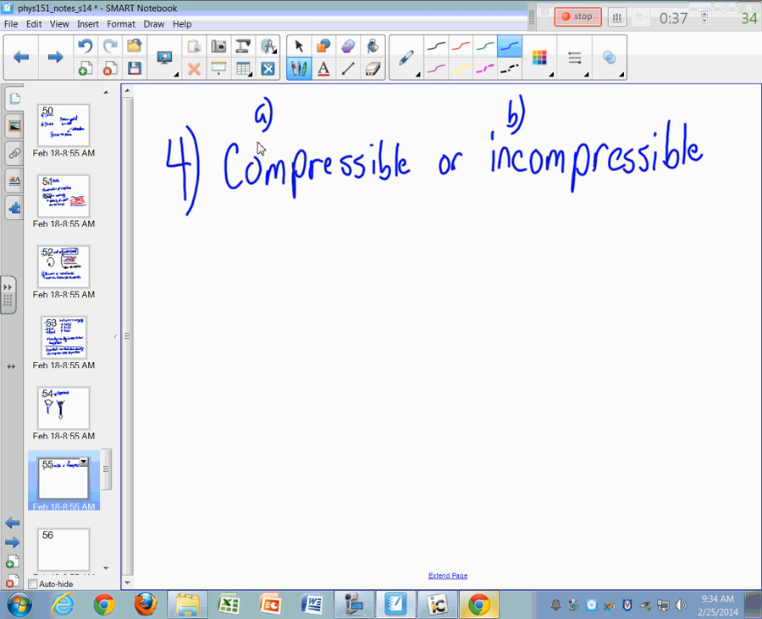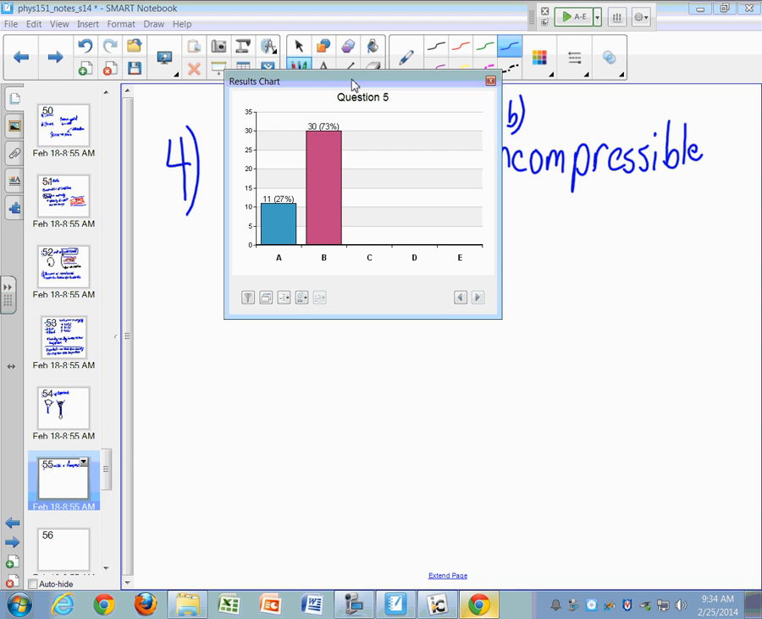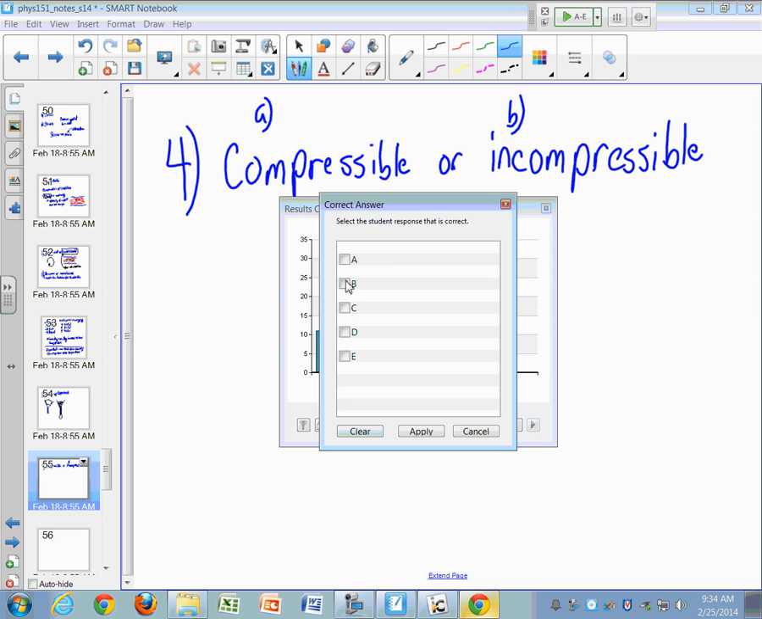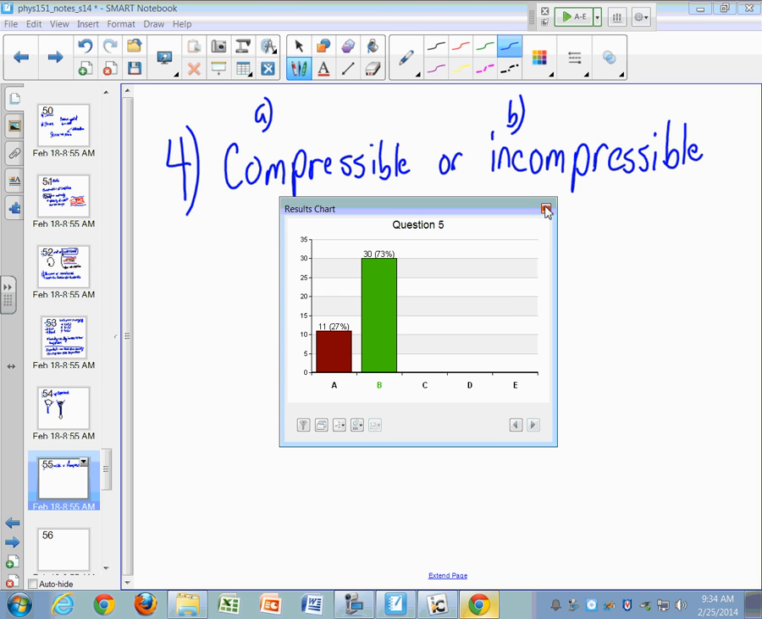Pascal's principle requires the fluid to be compressible or incompressible? It is B. Remember, for Pascal's principle, if you apply a pressure to a liquid or a fluid, that pressure is felt all throughout that fluid. In order for that to be true, it has to be an incompressible fluid. But all liquids basically are incompressible. Water is incompressible. Hydraulic fluid, which is mainly oil, is incompressible.